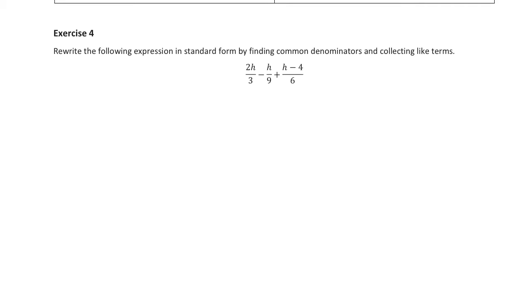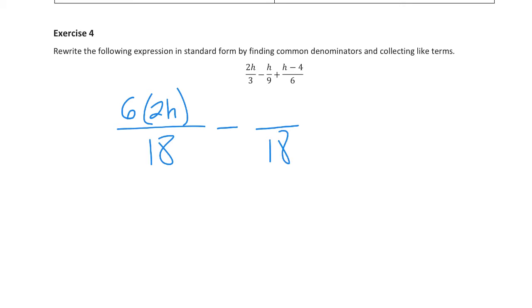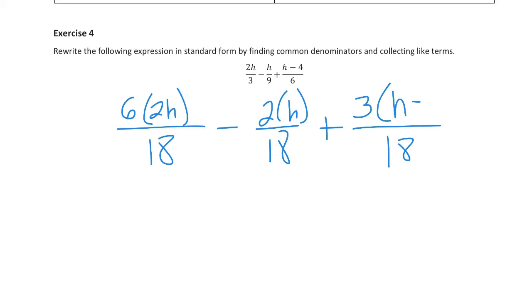So in order to get 3 to 18, I would have to multiply it by 6. So I have 6 times 2h over 18 minus, then to get 9 to 18, I'd have to multiply it by 2. So 2 times h plus 6 times 3 is 18. So I have 3, and then I have h minus 4.